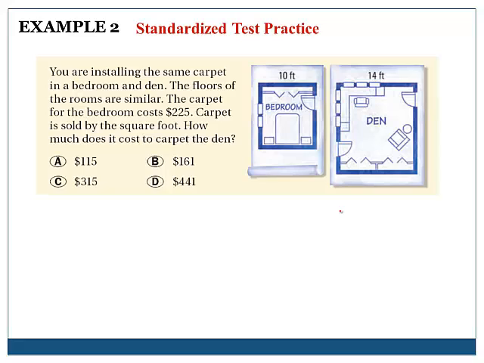And for the next example, we are installing the same carpet in a bedroom and den. The floors of the rooms are similar. The carpet for the bedroom costs $225. And carpet is sold by the square foot. How much does it cost to carpet the den?